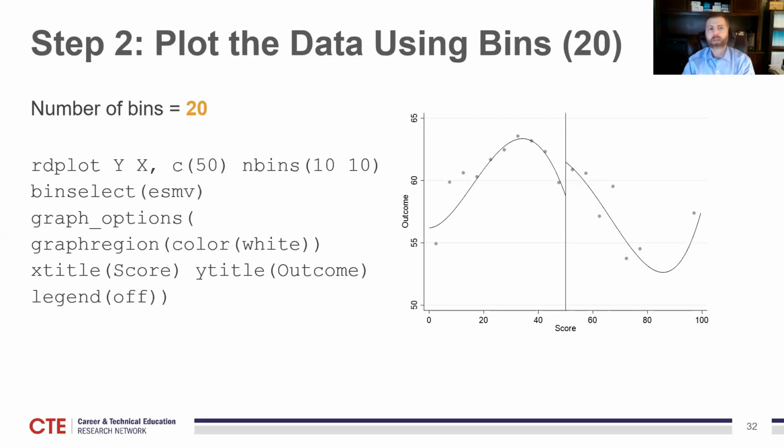Here you can see again, the point is we've made the data much easier to look at. And now it's clear that there is a discontinuity at the cutoff. The dots are those average outcomes for each bin. And you can see this command automatically produces a polynomial fit to the data. In this case, I think a fourth-order polynomial is the default. But again, the point is it's much easier to see that there's a discontinuity.